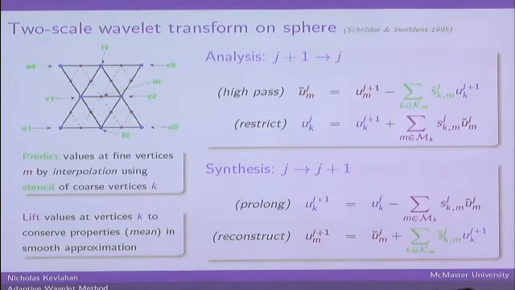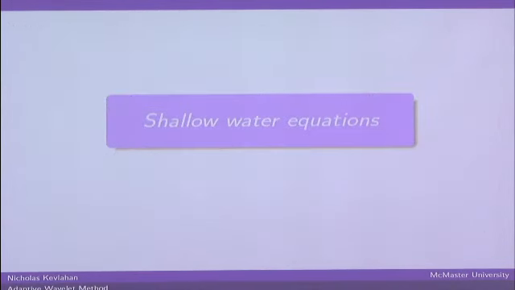And the synthesis, going in the opposite direction from coarse to fine, is just the opposite. So you have a forward and an inverse transform. So the key thing is working out what these stencils are, and the stencils are local.